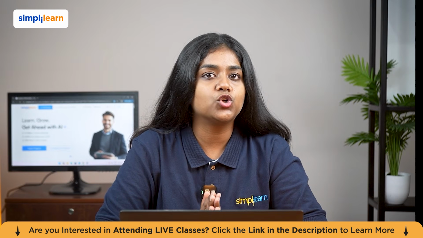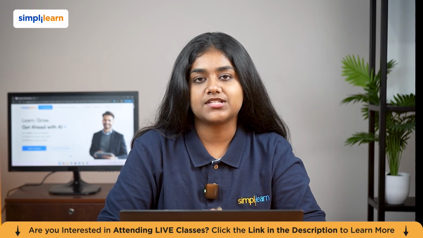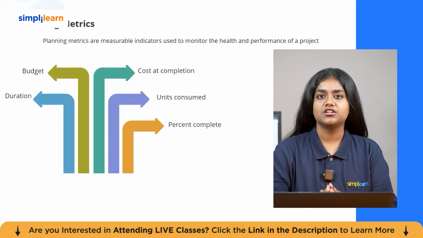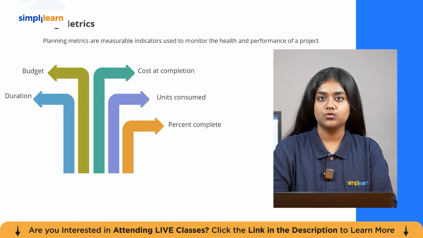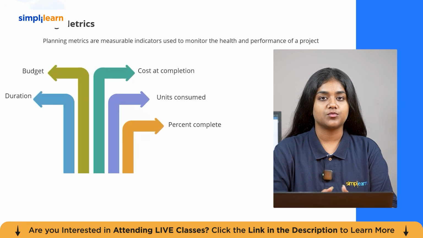So now let's look at two concepts you will use every day in project management, and they are planning metrics and milestones. Planning metrics are measurable indicators used to monitor the health and performance of a project: duration, budget, cost at completion, units consumed, and percent complete. These are all the planning metrics. They give you objective, quantitative data to support decisions.